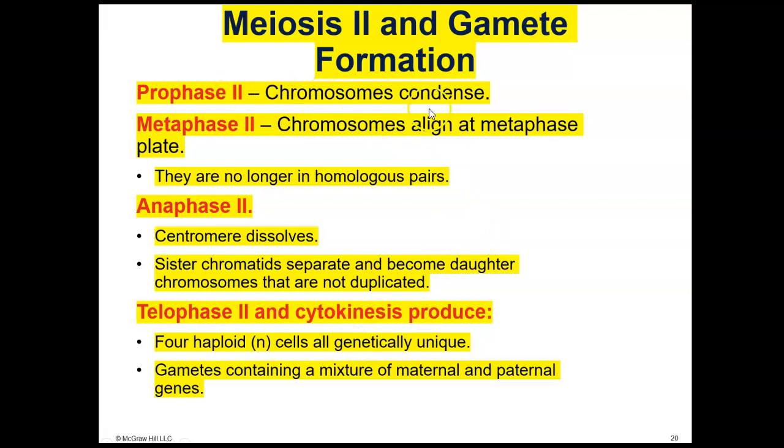In prophase 2, the chromosomes are going to condense, so they'll be visible. In metaphase 2, they will line up single file. They're no longer in pairs. They will line up single file at the metaphase plate. In anaphase 2, the sister chromatids will separate instead of homologous pairs separating. In telophase 2, we will end up with 4 haploid cells.